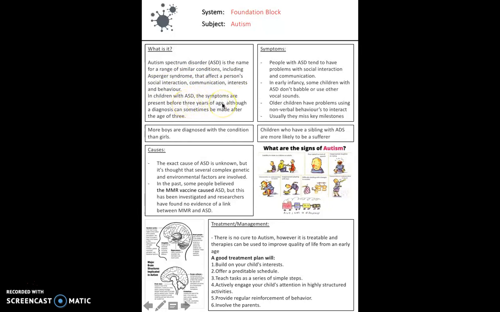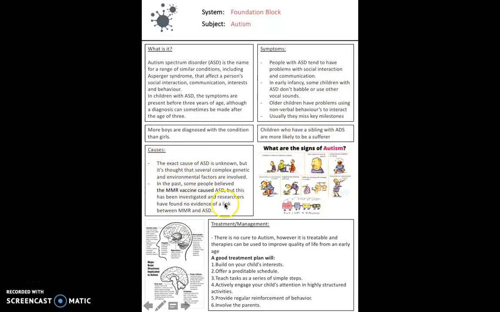The symptoms are present usually before 3 years of age, although a diagnosis can sometimes be made after the age of 3. So they tend to have issues with social interaction and communication particularly, and in early infancy some children with ASD don't babble or use other vocal sounds that you'd expect of a child of that age, and therefore we may detect this by a child missing key milestones of growing up.